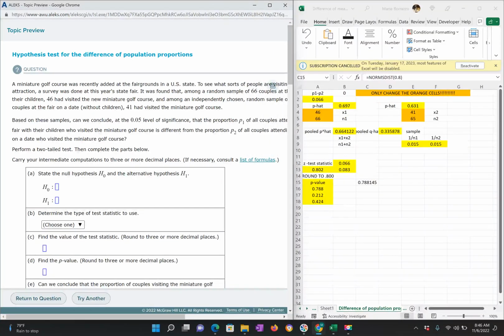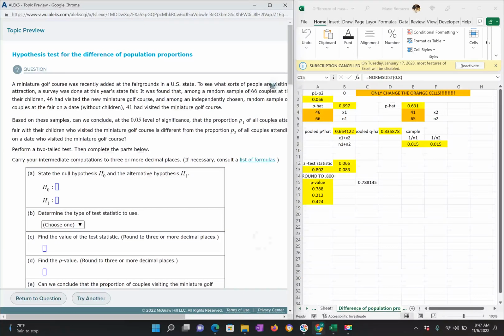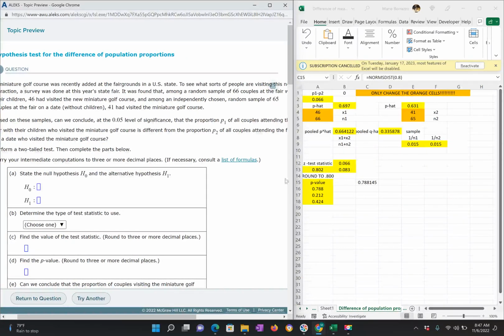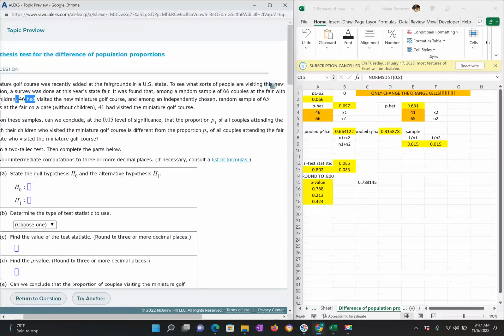And in this example, the reason why I'm bringing that to your attention is in this question, it says something about 66 couples. There's a random sample of 66 couples, of which 46 had visited a miniature golf course, and a second group or a second proportion selected of 65, of which 41 had visited a miniature golf course.